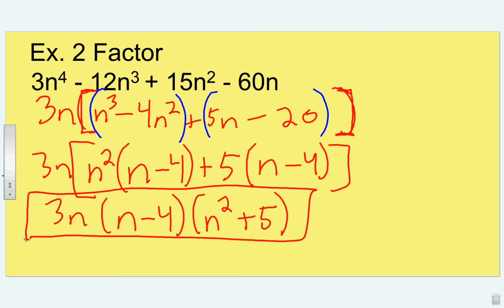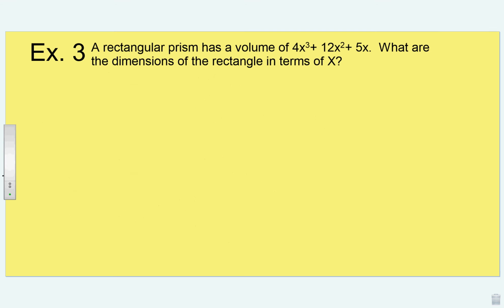All right, one more. Because it's got to be a word problem now. And everyone says, yay. Okay, a rectangular prism has a volume of 4x cubed plus 12x squared plus 5x. What are the dimensions of the rectangle in terms of x? So a lot of times the book says what are the dimensions of the rectangle, but really what they mean is in terms of x, because you're not going to tell me 5, 6, 7, or whatever it is.